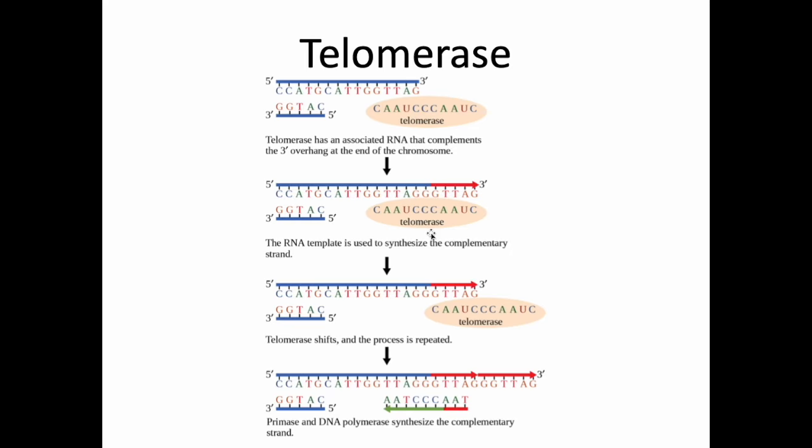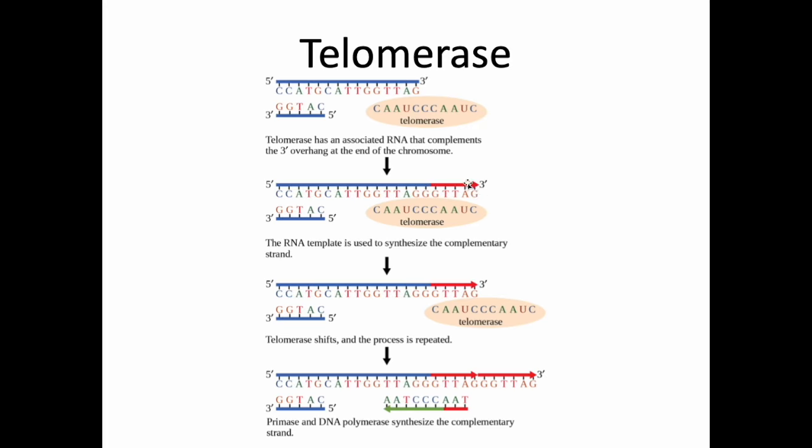As an enzyme, it is able to build DNA. What it does is it builds DNA complementary to its own RNA template. So half of its RNA template is binding to the overhang. The other half of its built-in RNA template is telling it to build a G across from this C, a T across from this A, a T across from this A, an A across from this U, a G across from this C. It builds DNA.